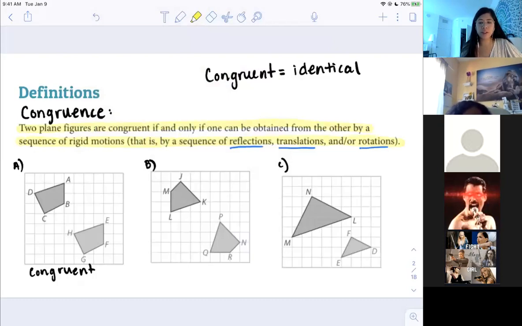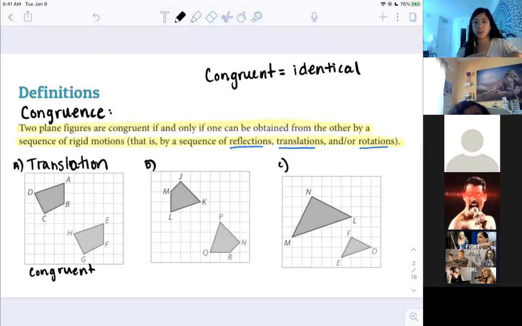So when you look at two figures like this, the first thing you want to notice is, are they facing the same direction? Yes. Right. So if you could physically pick one up and place it on top of the other one, how would you do that? Would you have to turn it at all? No. Right. So what type of transformation is one where you don't turn it? Translation. Slide.